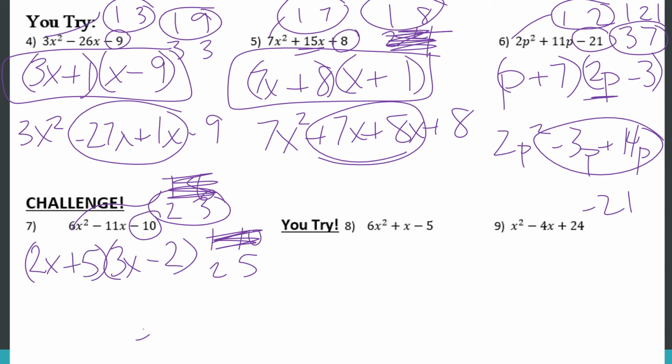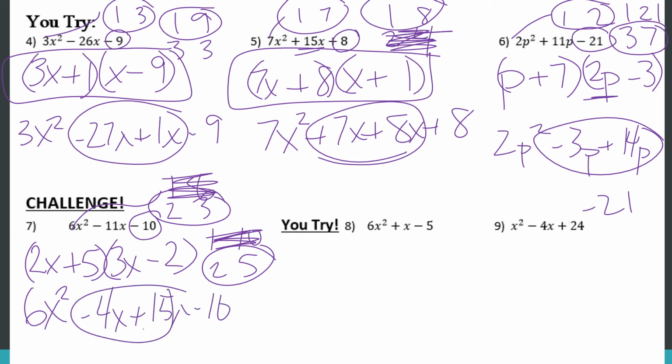Again, if you check that, okay, so I used the 2 and the 5. If you check that, you get 6x squared minus 4x plus 15x minus 10. And there's that middle term that gives me, nope, that gives me 11. I want negative 11, so I need to switch my signs. Okay, so there I caught myself.